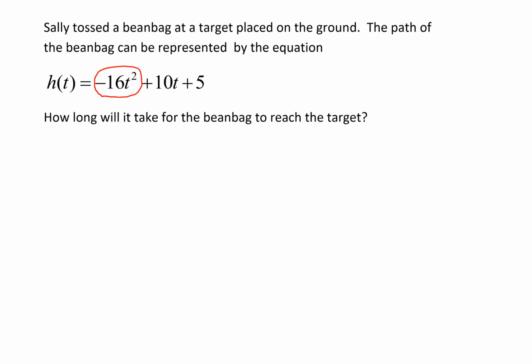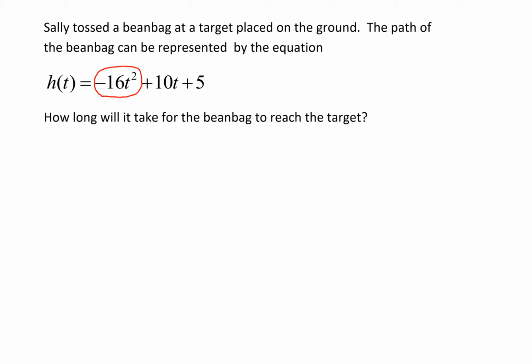Sally tossed a beanbag at a target placed on the ground. The path of the beanbag can be represented by the equation h of t, and this is function notation. Remember from earlier in the year, the height as a function of time. So h of t equals negative 16t squared, and the negative 16 comes about because of the way gravity works on Earth, plus 10t. 10 is the velocity the beanbag was thrown at, so it was thrown at 10 feet per second. And 5 is the height off the ground when the beanbag was thrown, so 5 feet. How long will it take for the beanbag to reach the target?